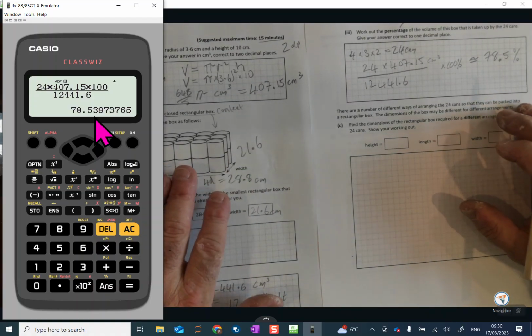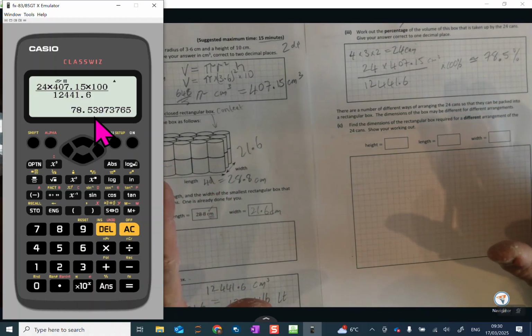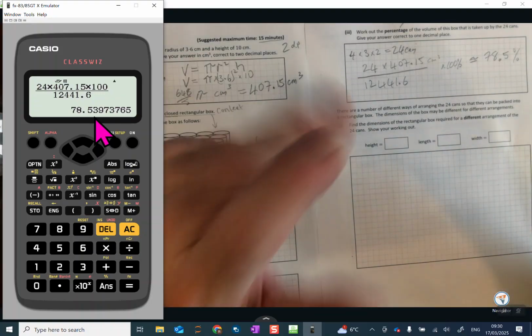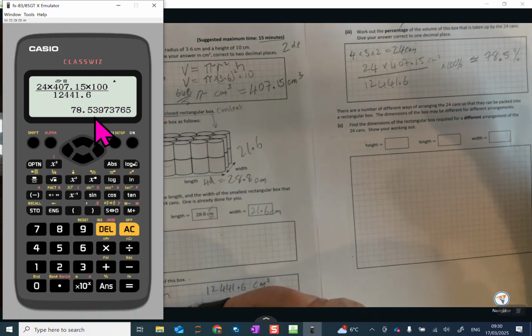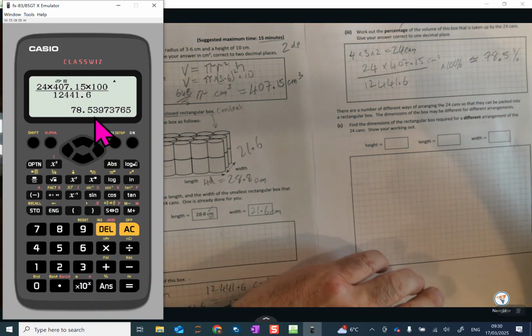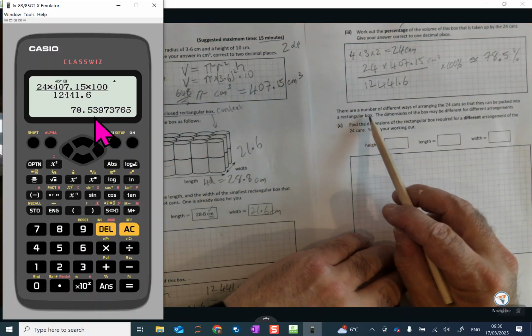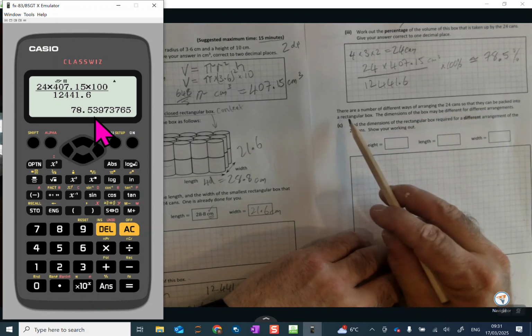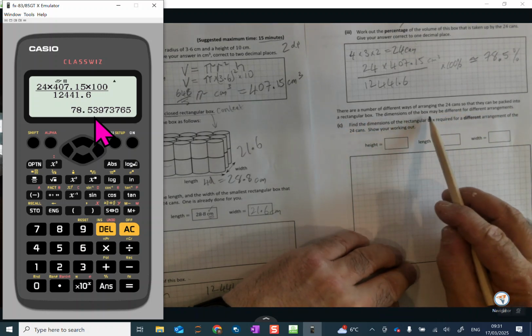Interestingly enough, at the top level of developments in maths, there was a question just like this for how many spheres can be packed into something. You can look it up, I'll share it with you somewhere else. So questions like this can be at the forefront of maths. It's very interesting. Okay, there are a number of different ways of arranging the 24 cans so that they can be packed into a rectangular box.